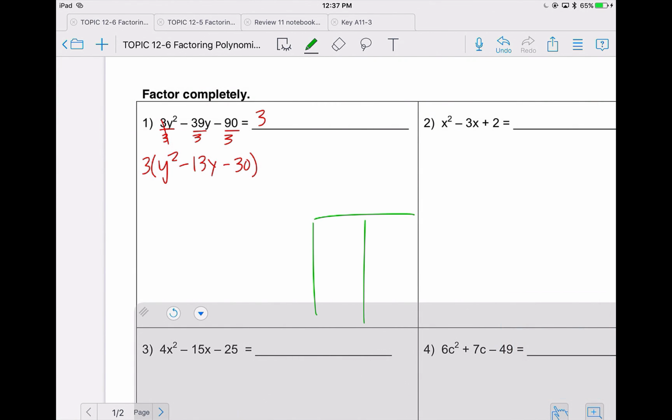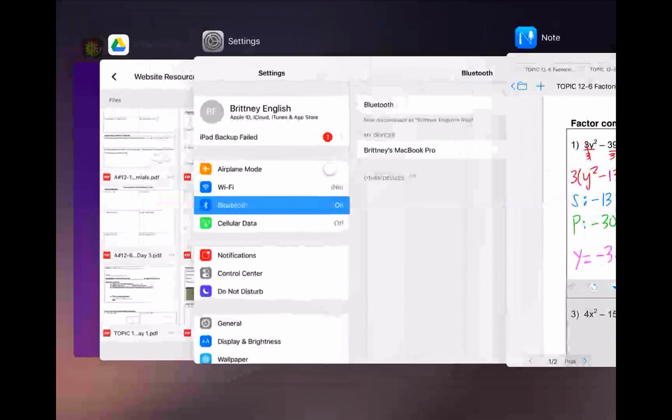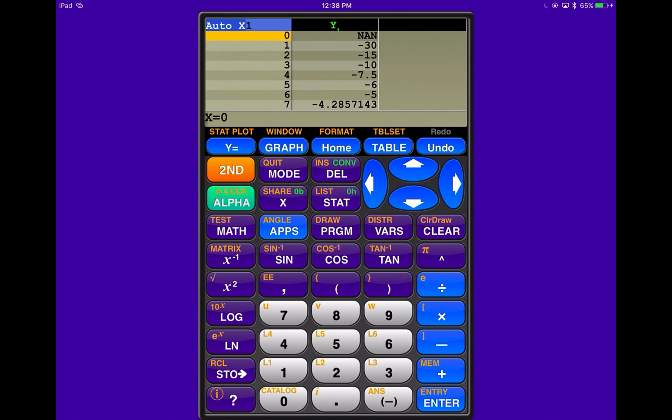When I fill in my box, I'm using what's in parentheses, and that's going to be my product, so negative 30y squared. My sum are the two numbers that I'm missing. It's going to be something y and something y, and those two y's need to add up to negative 13. So in y equals, I'm going to put negative 30 divided by x, and I'm going to look at the table, looking for two numbers that will add together to get negative 13.